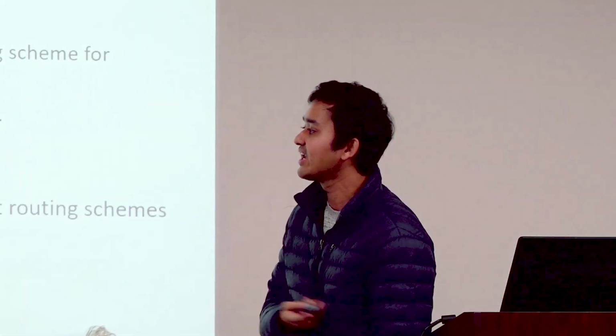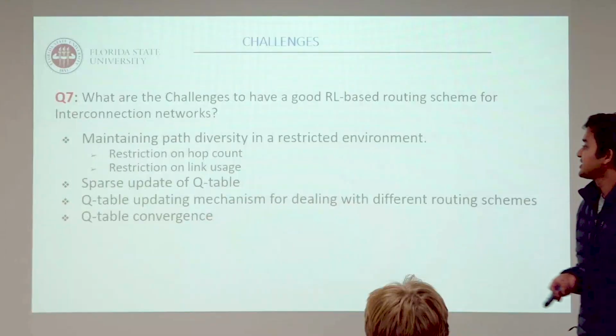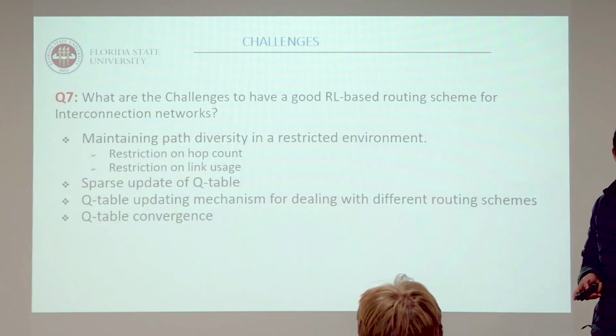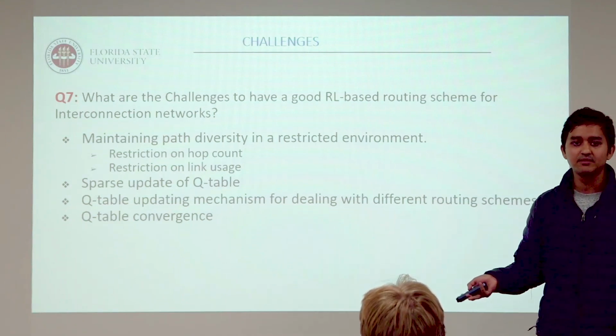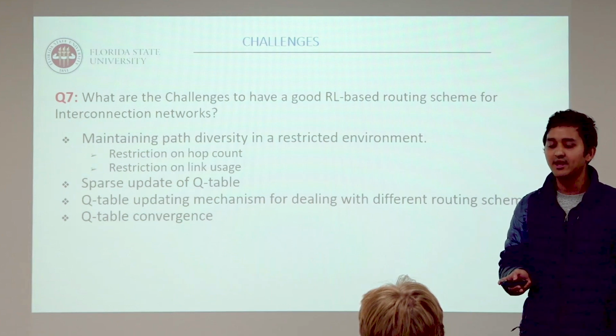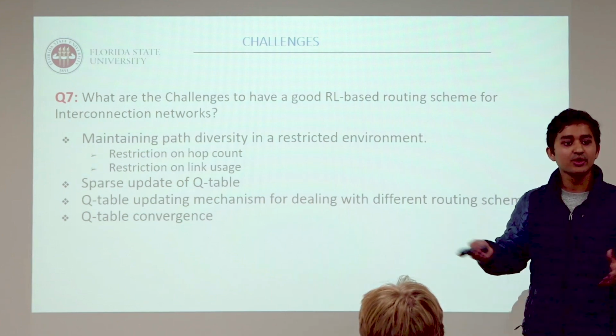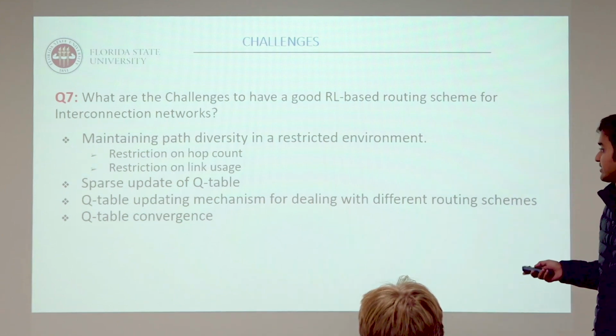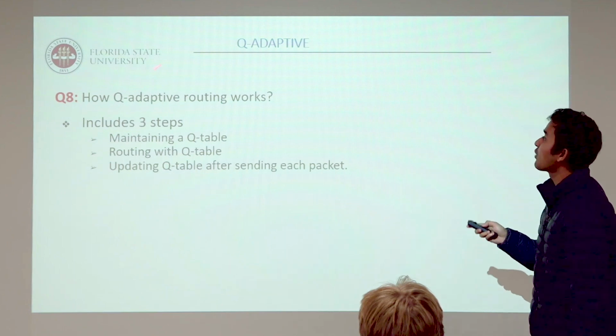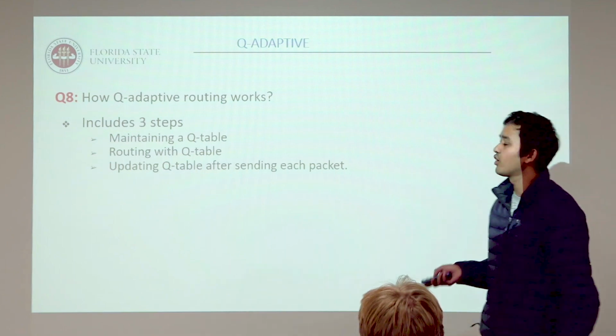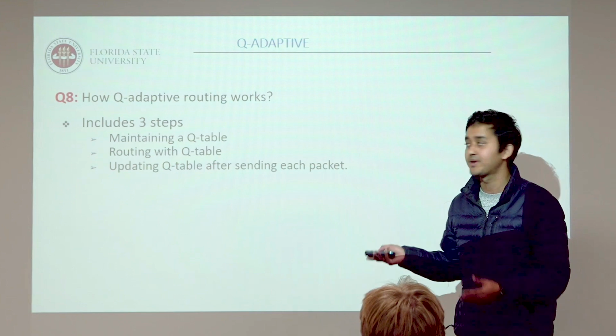restriction. And then again, sparse update of the Q-table, and the Q-table updating mechanism, which is generic to any kind of routing scheme. That means your Q-table update mechanism can adapt to any routing changes also, and the Q-table convergence. That's it. So here we are working on a routing scheme called Q-adaptive, which is Q-learning based adaptive routing.